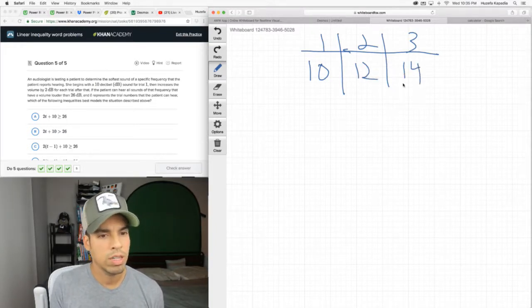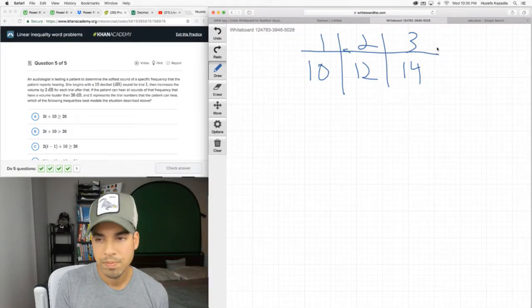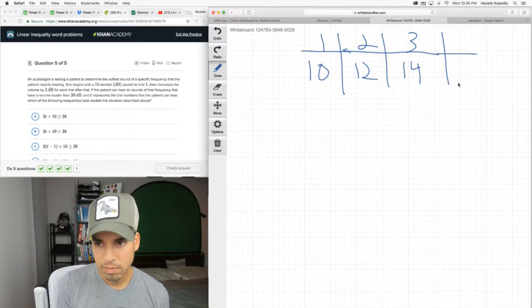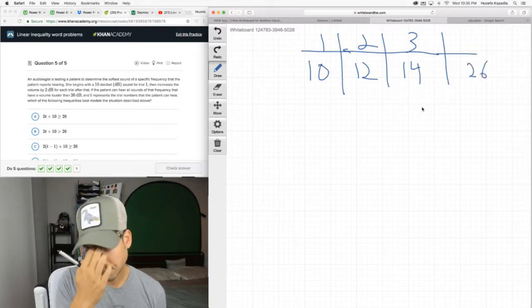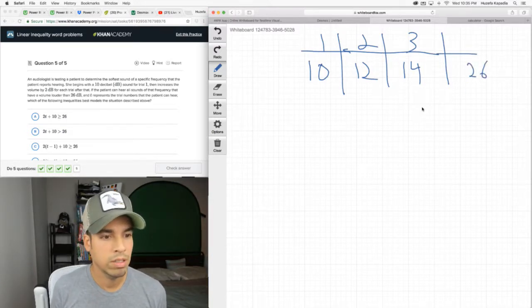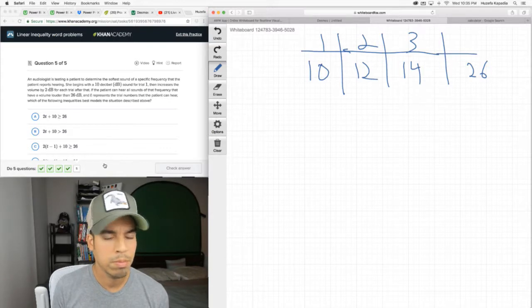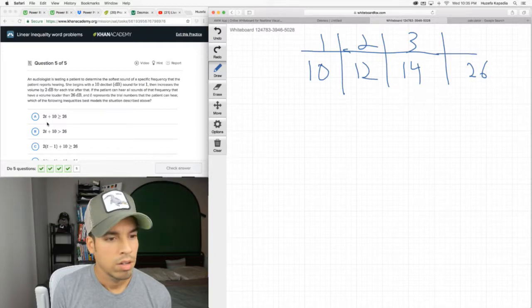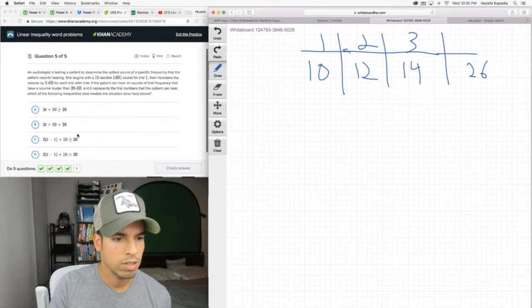If the patient can hear all sounds of that frequency that have a volume louder than 26, so 26 or greater, t represents the trial numbers that the patient can hear. Which of the following inequalities best models the situation described above? So let's see here. The number of decibels is 2t plus 10, and it's got to be greater than or equal to 26, and I think they all are. Okay, so they all are.